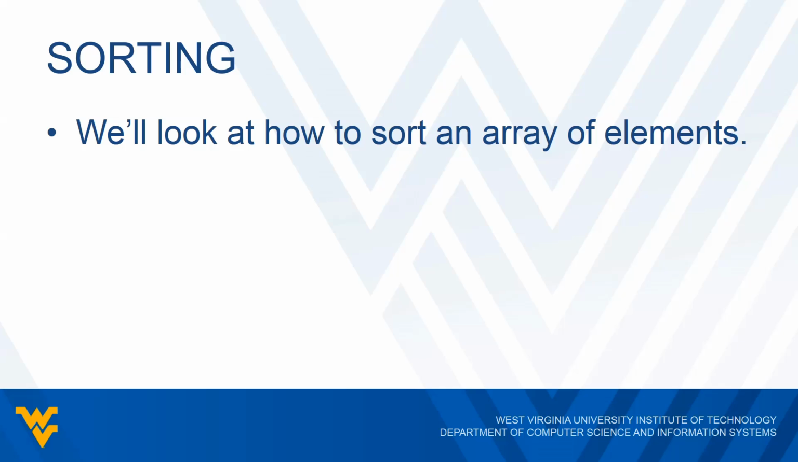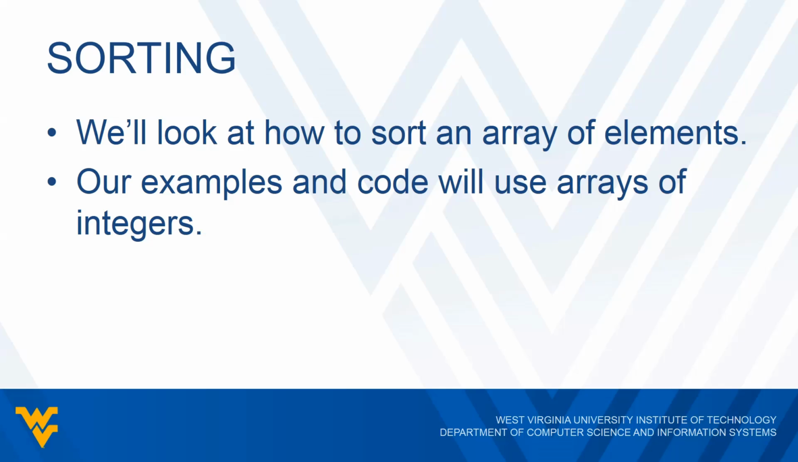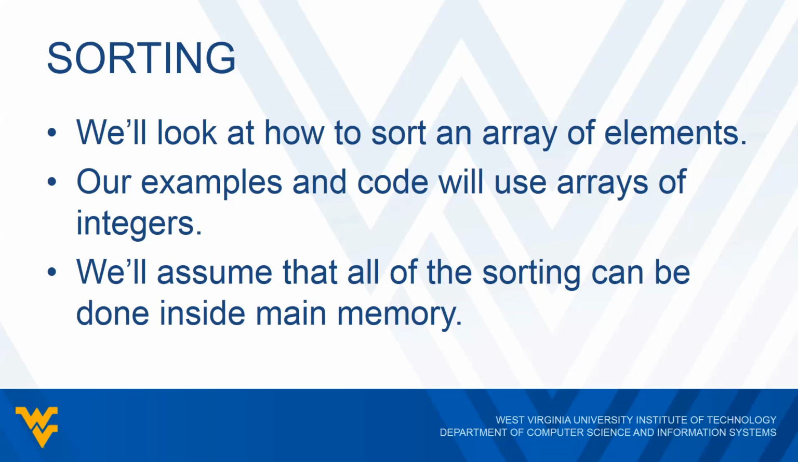And to make matters as simple as possible, we're going to assume that the arrays have integers. We can easily apply this to arrays of doubles, characters, objects, and so forth. And we're also going to assume that all this sorting can be done inside our main memory. It is possible to do sorting on a disk, and that's called external sorting, and we will be talking about a couple of strategies for that later on.